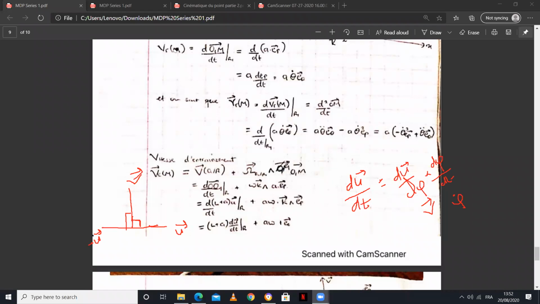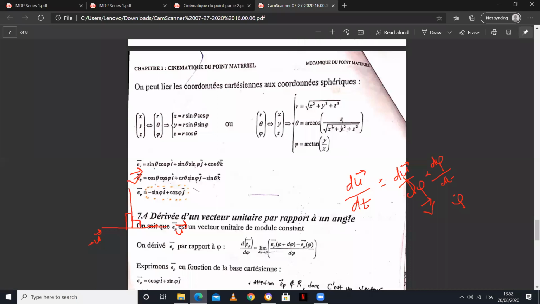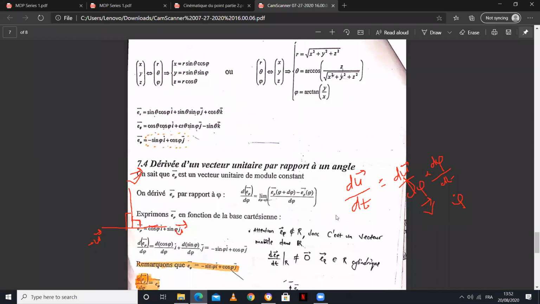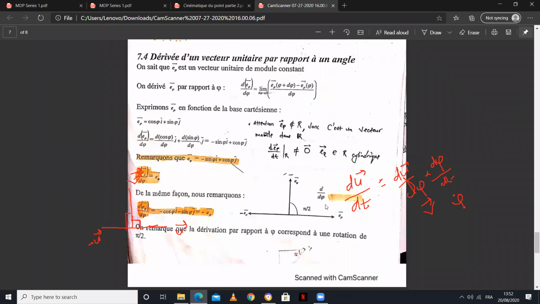So if you go to this part in the cours, where's that part? It's here. Dérivé d'un vecteur unitaire par rapport à un angle phi. You see, you have euro, you have e phi. So when we tell you to derive d de euro par rapport à d phi, it's like we're asking you to rotate euro 90 degrees. So it's going to become that. That's why d de euro gave us e phi. So this part of the cours, we're just applying it.